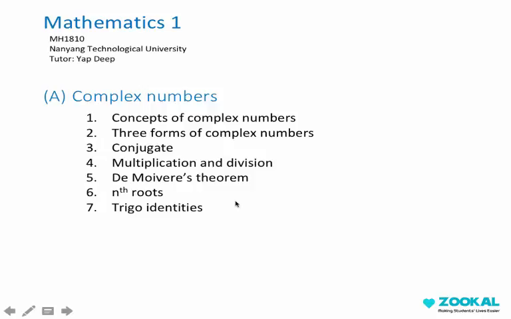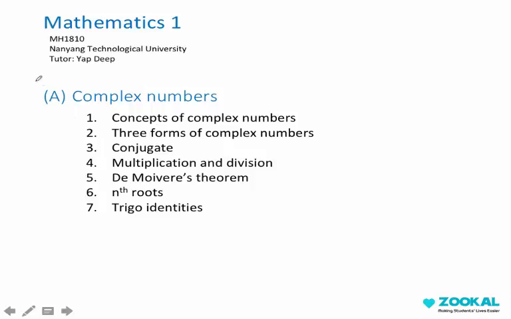Hello everyone, my name is Deep, and I'm here to guide you on scoring an A+ in MH1810, which is Mathematics 1. So during year 1, I scored an A+ for this subject, and how did I score it? I finished up my tutorials in time, and I always do all the past year questions if possible.